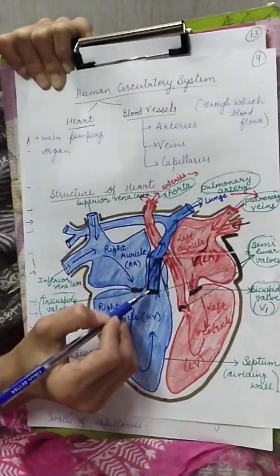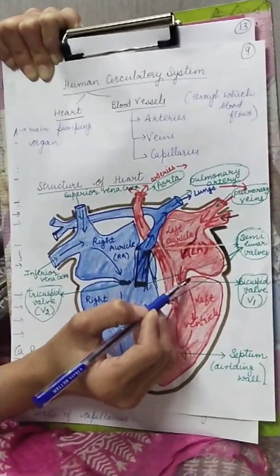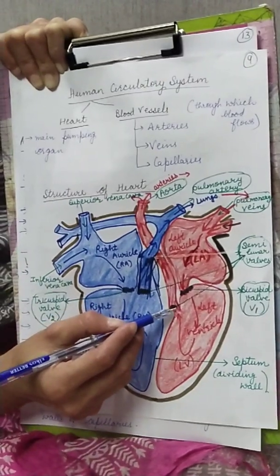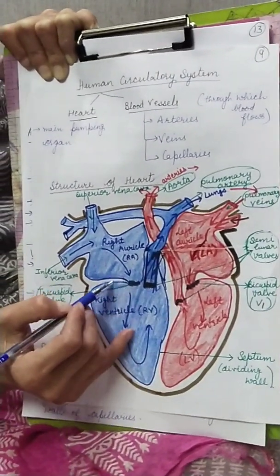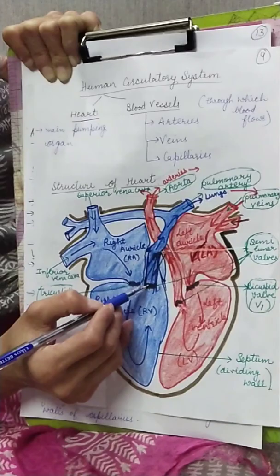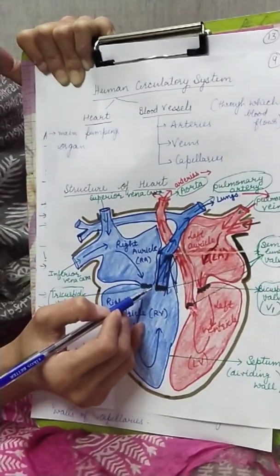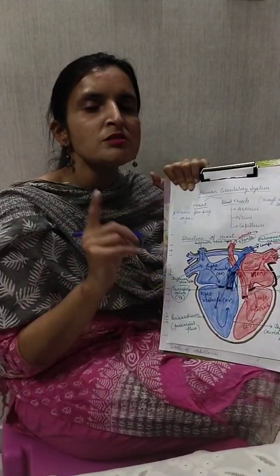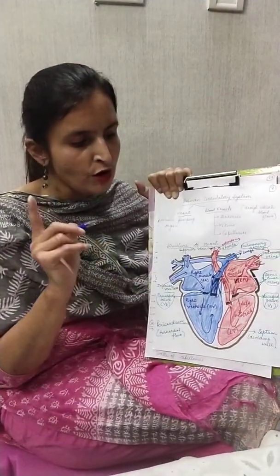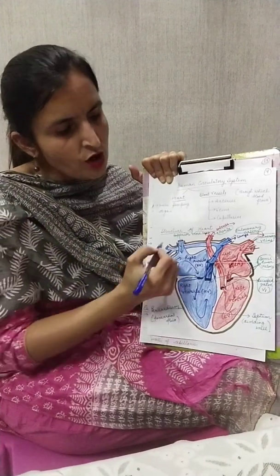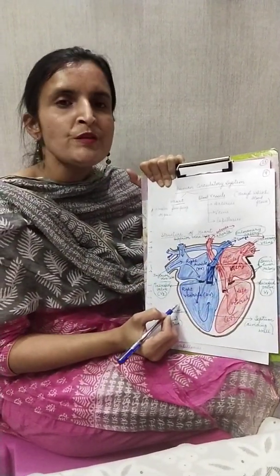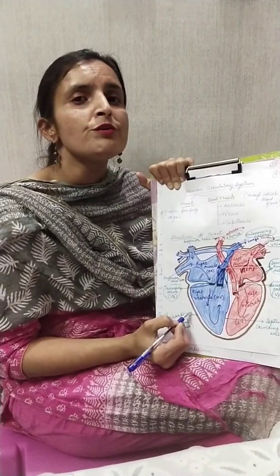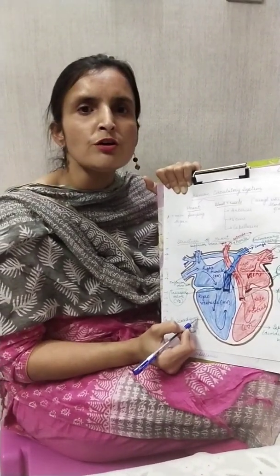Other than this, you could see these semilunar valves. These semilunar valves are present at the origin of the aorta and at the origin of the pulmonary artery. They also prevent the backflow of blood. So the main function of valves is to prevent the backflow of blood. This is all about the structure of the heart, and now through a simplified diagram, we will understand the functioning of the heart.